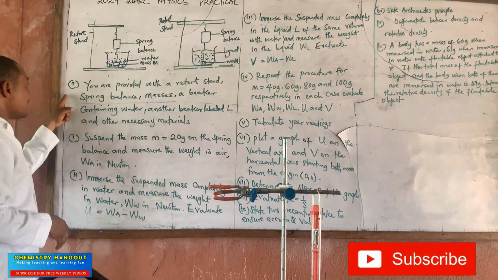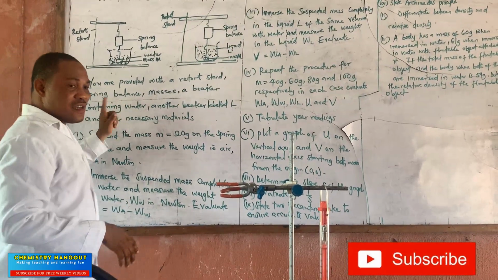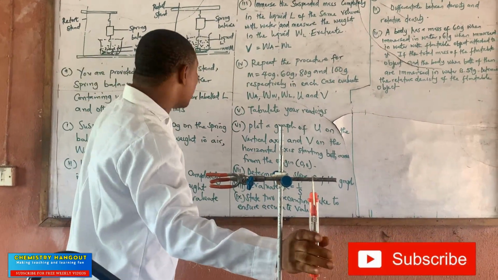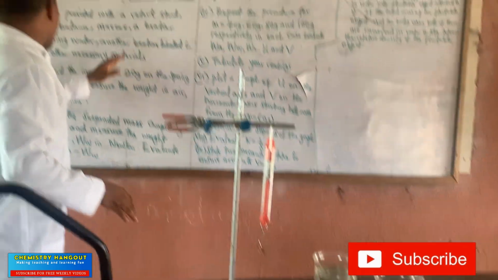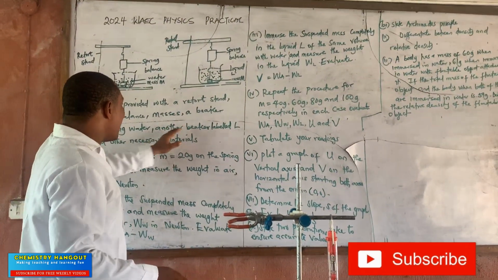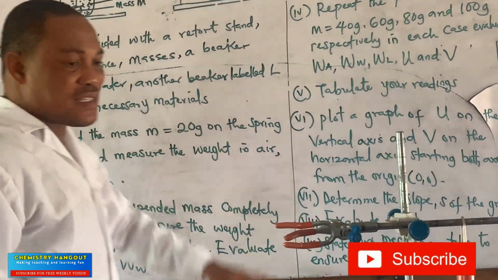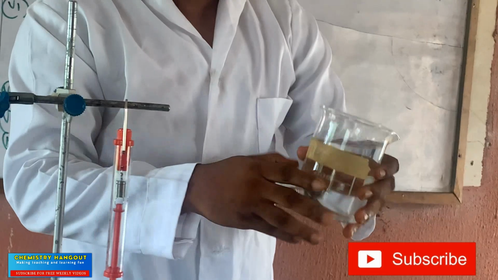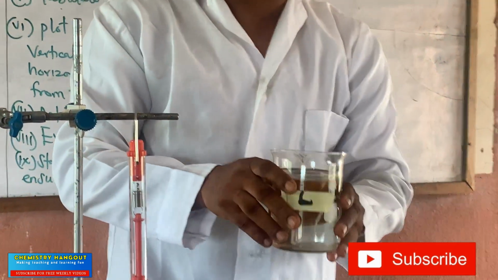So now let's see. They said you are provided with a retort stand, a spring balance, masses, and a beaker containing water, another beaker containing liquid labeled L, and other necessary materials. You can see my spring balance is already there. These are my masses. This is my water, labeled water, and this is my liquid L. You can see that now.